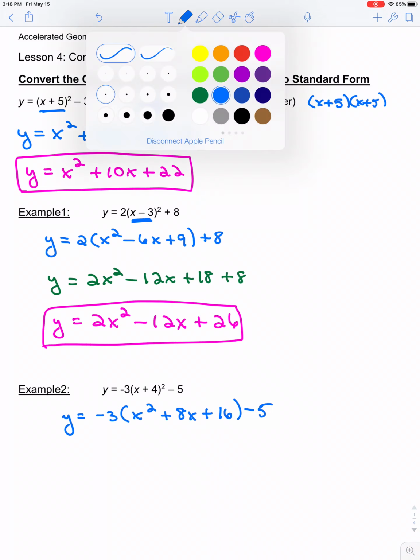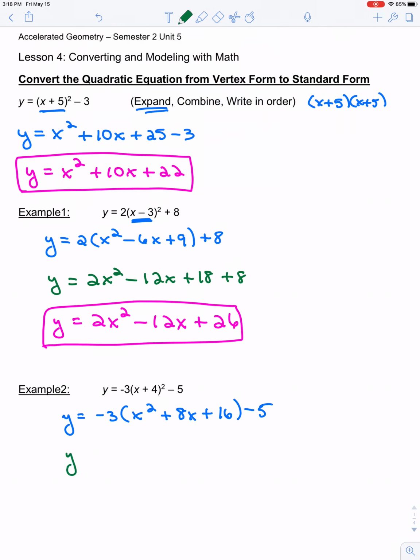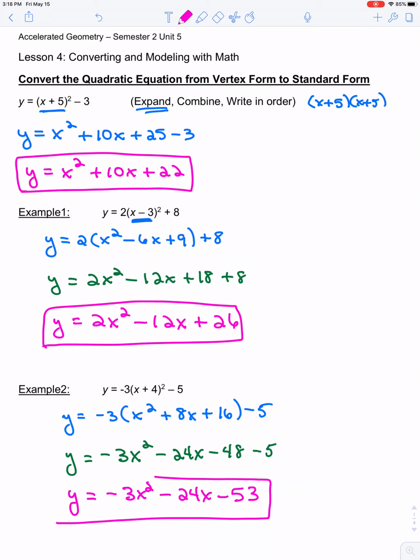Now you want to take the negative 3 and distribute. Negative 3x squared minus 24x minus 48, and don't forget that minus 5 at the end. Now we can combine and write in order. Negative 3x squared is our first term, minus 24x, and then combine minus 53, and that is now in standard form.